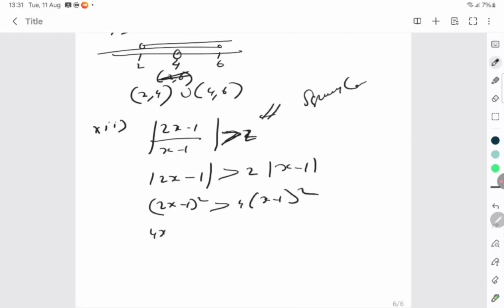So then you expand this, 4x square minus 4x plus 1 is greater than 4 into x square minus 2x plus 1. On solving this you get 4x plus 1 is greater than 4, 4x is greater than 3, x is greater than 3 by 4.